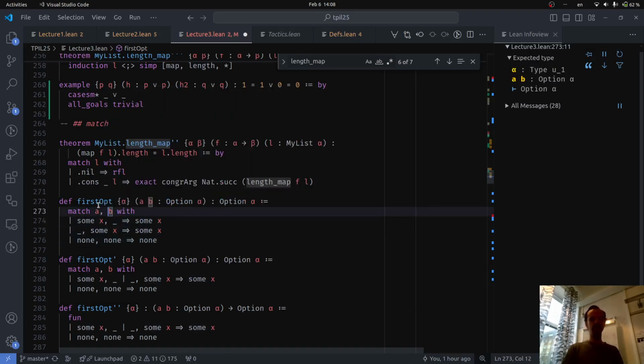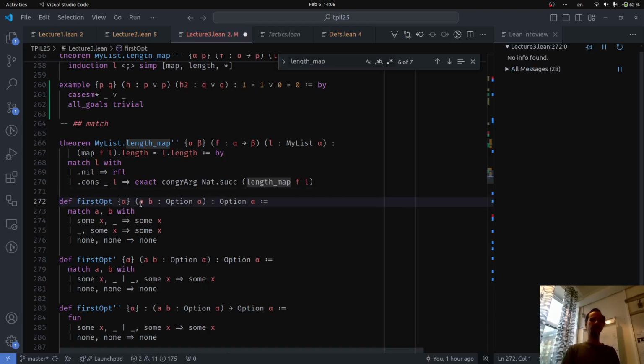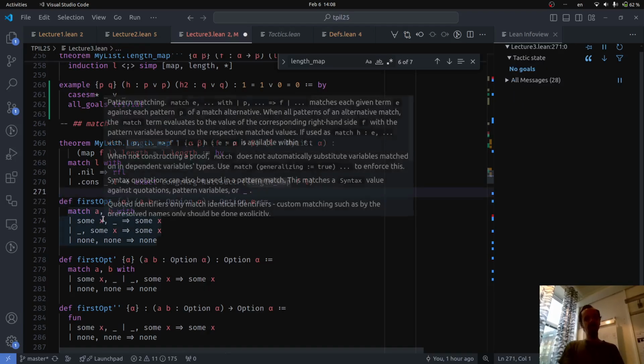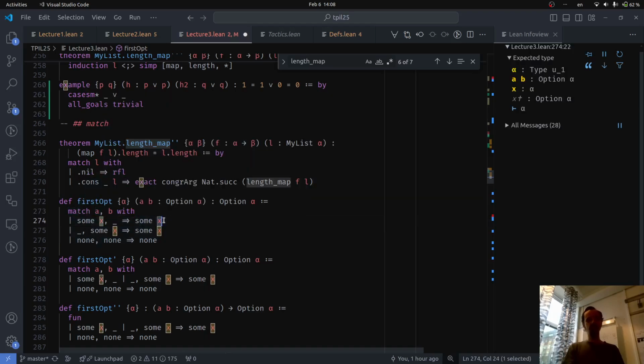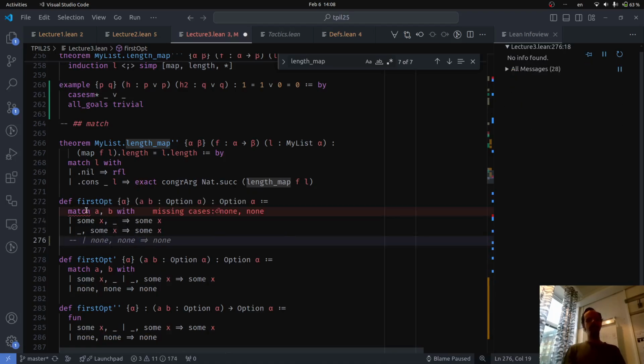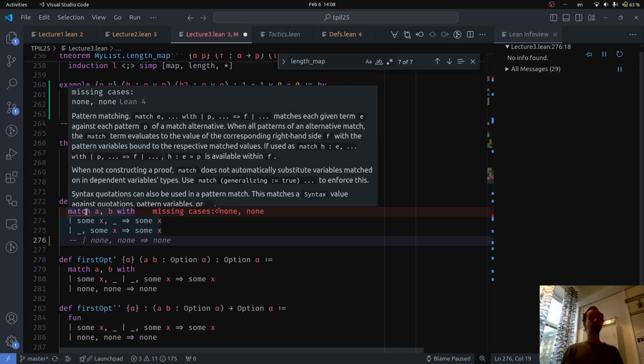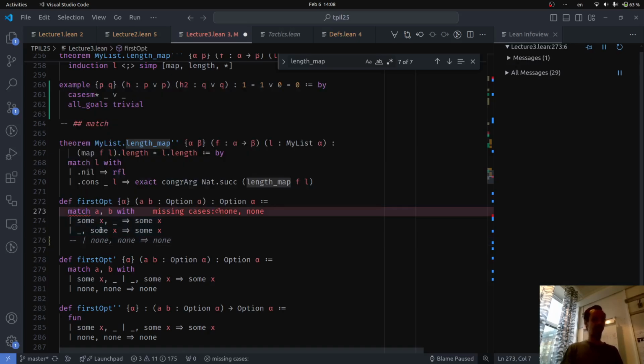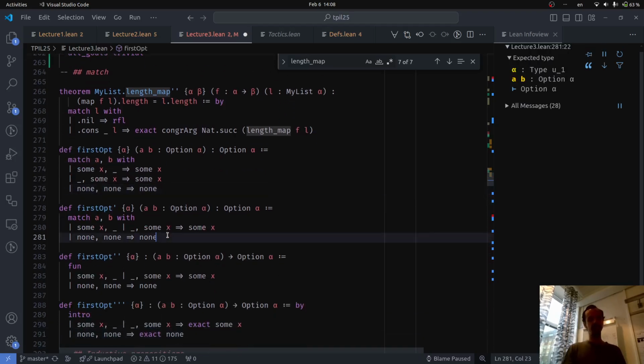So here I'm writing a function which gets the first sum. I give it two options and I want to get the first sum. So if the first thing is a sum, then I return that. If the second thing is a sum, I return that. If they're both none, then it's none. It does do exhaustiveness checking. So in this case, the none case is missing, so it complains.